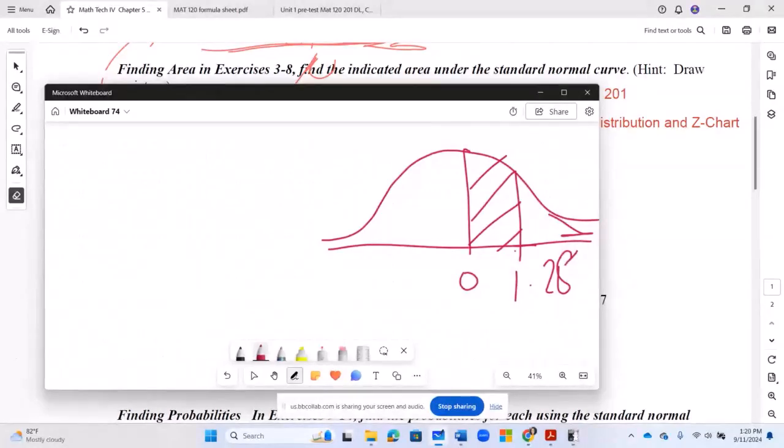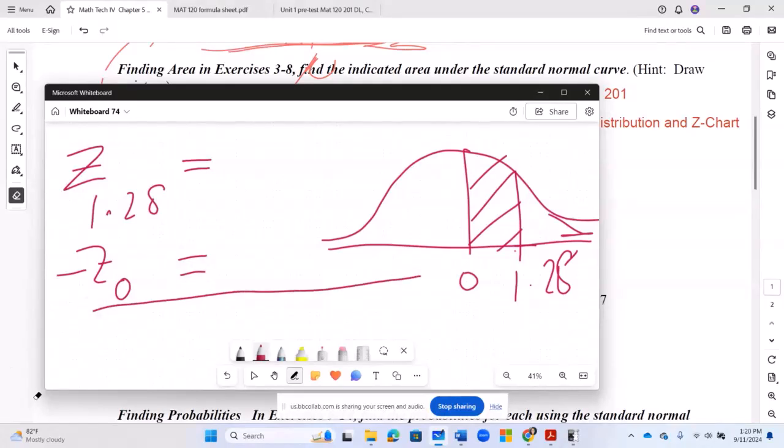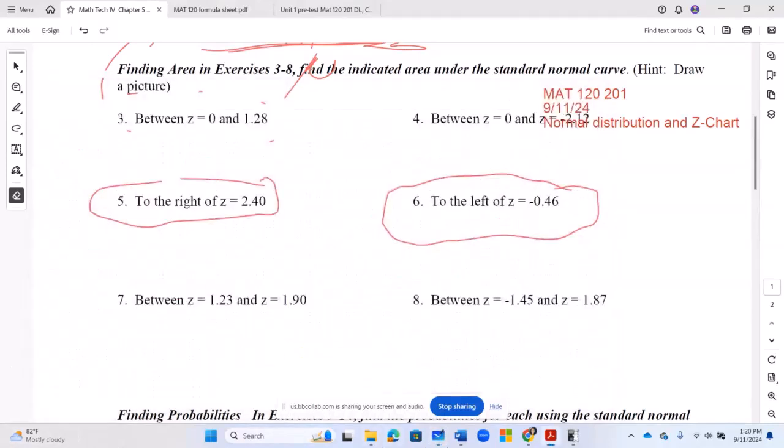Because it's area between, I will find z of the upper bound, z of 1.28, equal to, I'm going to put it here, and I will subtract z of the lower bound, z0. So I'm going to go to the chart right now and read.